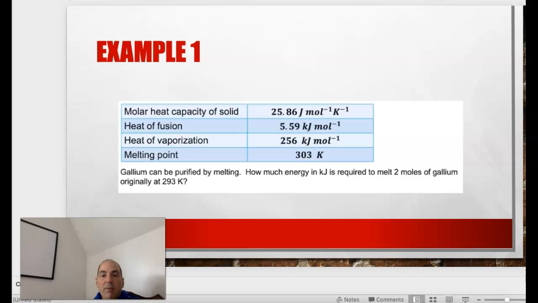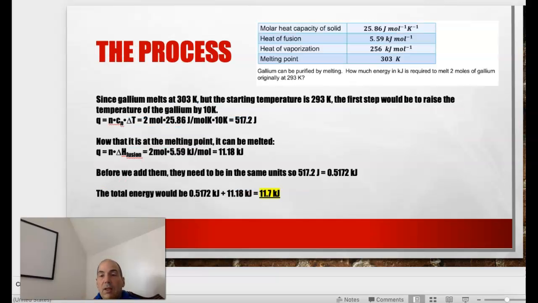Gallium can be purified by melting. How much energy is required to melt 2 moles of gallium, originally at 293 Kelvin? All right, so we're talking about melting. Melting, for whatever strange reason, is fusion. Notice that the heat of fusion here is kilojoules per mole. Well, that's convenient because we have 2 moles. So I just have to multiply 2 times 5.59 to get the answer, which would be around 11.8, 11.7, and so on.